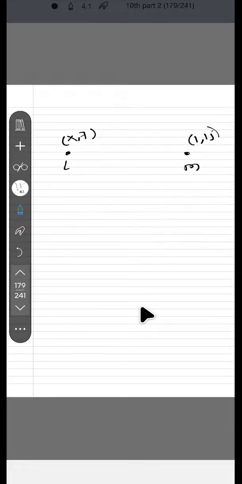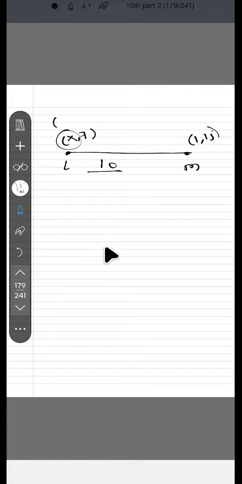And the distance between these is given, which is 10. The length between these two points is 10. So we have to find the value of x. We know the distance formula, simple.